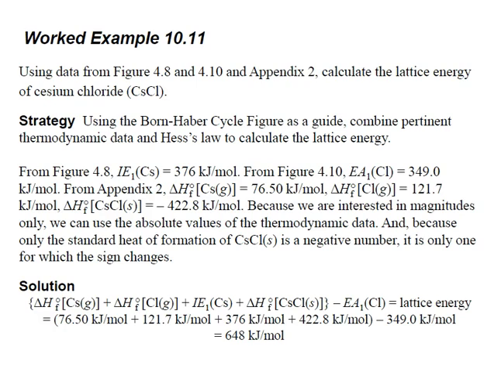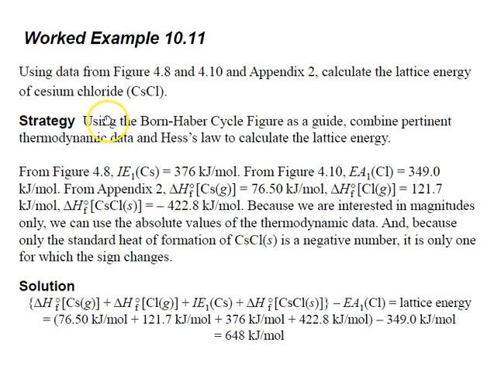All right, last one. Example 10.11, using data from figure 4.8 and 4.10 in Appendix 2, calculate the lattice energy of cesium chloride. This is for all ionic bonds, which is a metal and a nonmetal. They're all usually types of salts, and it requires a great deal of energy to break those apart and change phases. If we tried to melt something like table salt, like sodium chloride, we're going to have to heat that up thousands of degrees. So these are pretty hefty values.